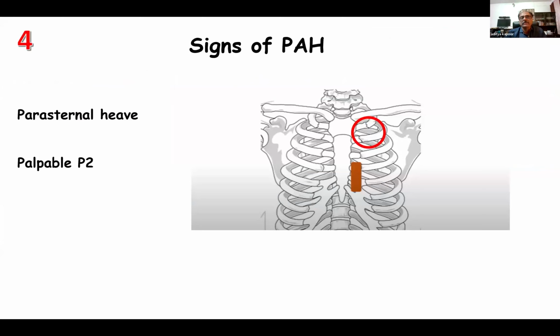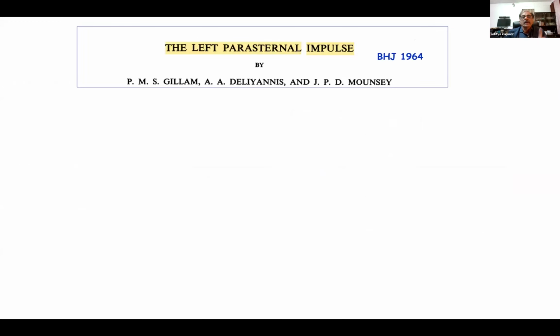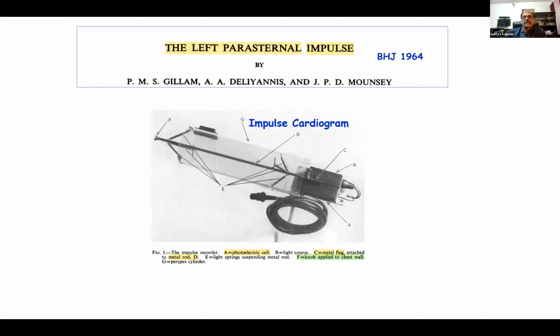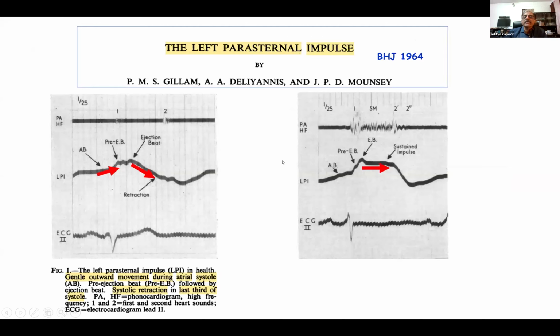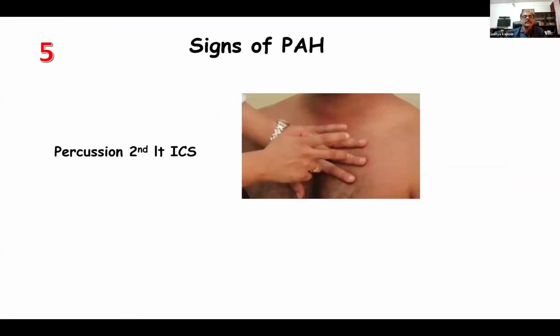So I'll tell you 10 commandments for mitral stenosis. We are on the fourth one. Signs of PH, if they are present, which are palpatory signs: parasternal heave, palpable P2. Very important historical paper, left parasternal impulse, described by this group in 1964. Interestingly, they used this device, the impulse cardiogram. Many times examiners bring this in spotters also. They used it to document the movement of the apex. Normally, we know, it is a gentle outward movement followed by a late retraction, and in mitral stenosis, a sustained parasternal heave. So this is what was documented nearly 60 years ago, left parasternal impulse.